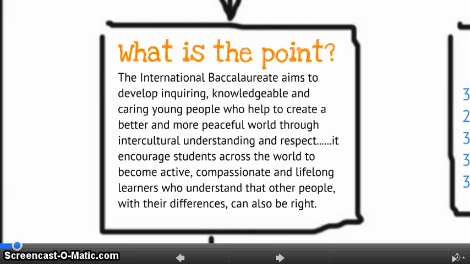This is the IB mission statement. The International Baccalaureate aims to develop inquiring, knowledgeable, and caring young people who help to create a better and more peaceful world through intercultural understanding and respect. It encourages students across the world to become active, compassionate, and lifelong learners who understand that other people with their differences can also be right. So that's very big picture, but where does extended essay fit into that giant mission?